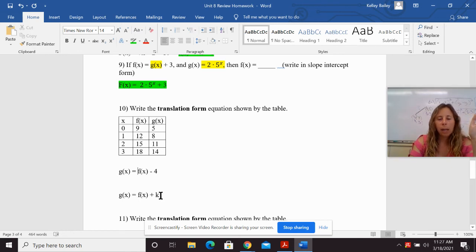Ta-da! Where your vertical translation is -4. F of x to g of x, I'm going down by 4. 9 minus 4 is 5. 12 minus 4 is 8. 15 minus 4 is 11. 18 minus 4 is 14. All right, so that's your answer for that one.